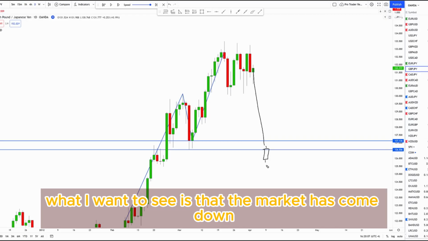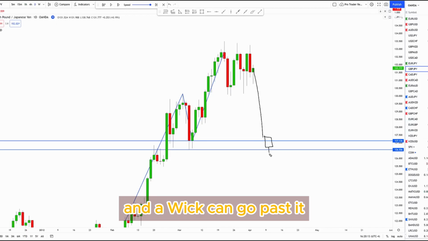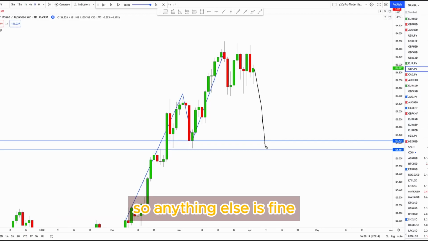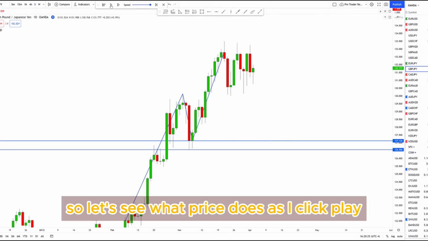What I want to see is that the market has come down and tested this area with either a wick or a body can close in it and a wick can go past it. The only thing I can't see is a body closing below this area. So anything else is fine as long as we test and reject this area to the upside. So let's see what price does as I click play.